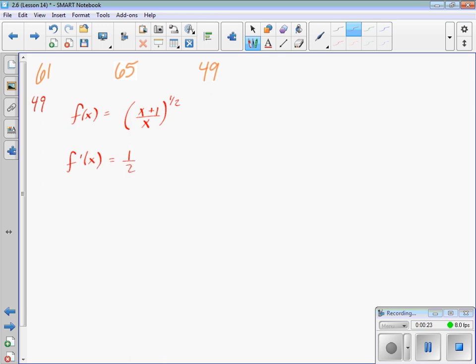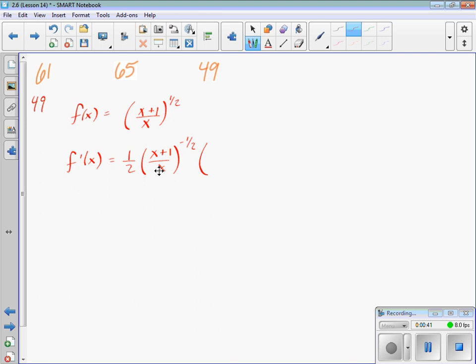Bring it down front. And then this just stays the way it is, and then it's going to get raised to the what? Negative a half. We subtract 1 from our exponent. Now what do I have to remember to do? The derivative of the inside, right?